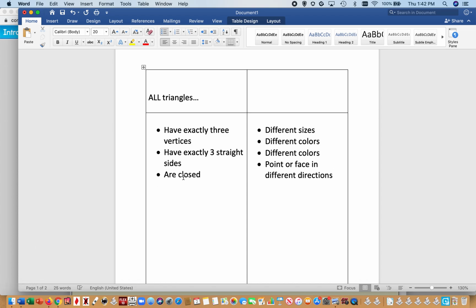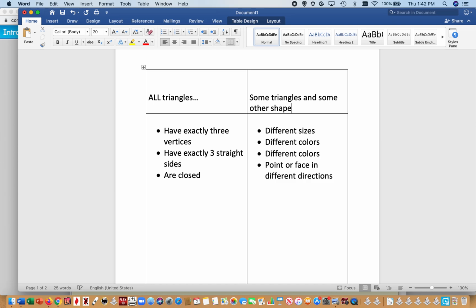All right. So on this side, I'm going to put at the top of my chart some triangles and some other shapes might have different sizes, different colors, this should say patterns, sorry guys, and they can have, let's just make sure it makes sense, different directions that they point or face. So these attributes are all in a category together that we are now going to call defining attributes.